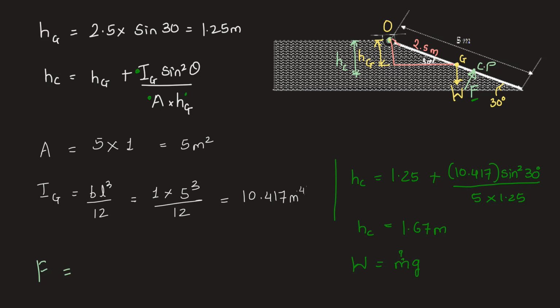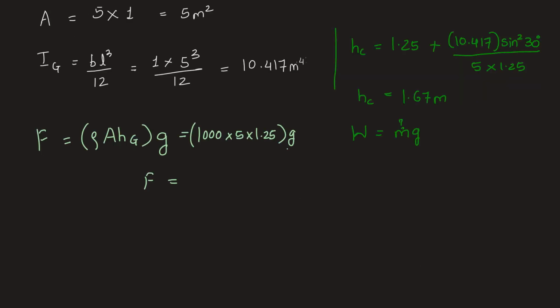So F will also be mass into acceleration, but we have to take the mass of the water. It will simply be rho A into Hg, which is density into volume into g. So density is 1000, into area 5 meter square, into Hg we already found out 1.25 meters, and we'll keep g as it is because there will be g in the other term also. So it will anyway get cancelled out. So F will therefore be 6250 times g Newton.